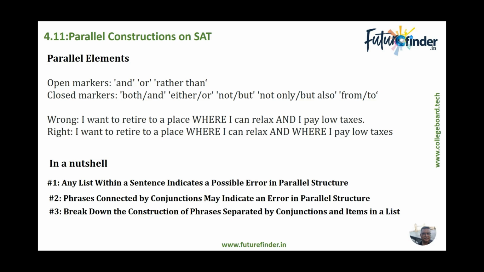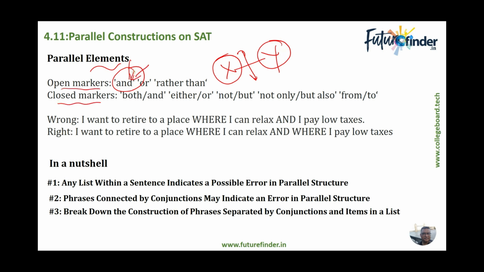There are two more things we need to understand. One are the parallel markers or the parallel elements. So parallel elements are the markers on the left hand side and the right hand side of the coordinating conjunctions. For all practical purposes, let us mark them X and Y. So you have a parallel element on the left and you have a parallel element on the right with a coordinating conjunction adding these two. The coordinating conjunctions could be of two types: the open markers and the closed markers.